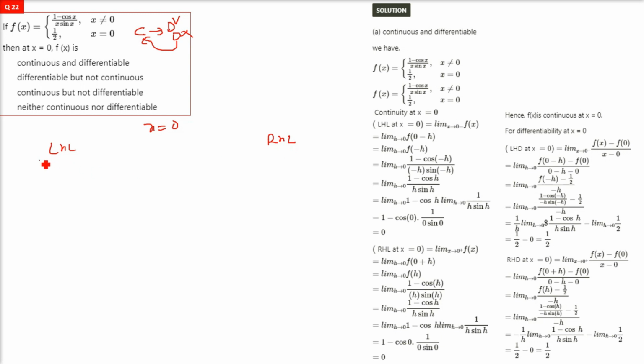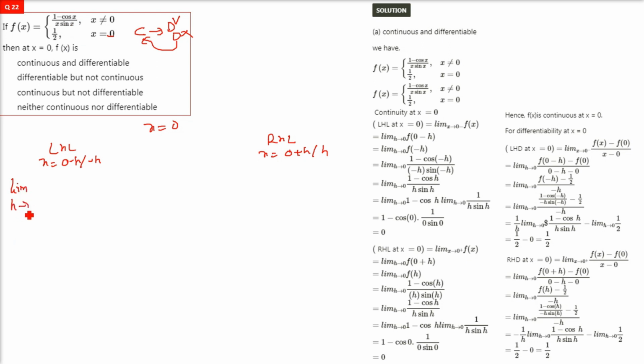Now at x equals 0, we will check for the left hand limit and the right hand limit. In the left hand limit, we will put x as 0 minus h, that is negative h. In the right hand limit, x as 0 plus h, that is h. And we'll use this function because there are no two different functions for the same.